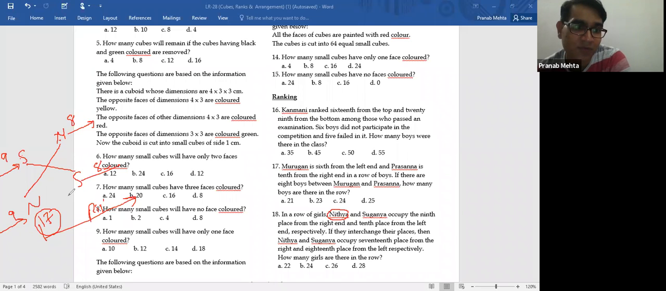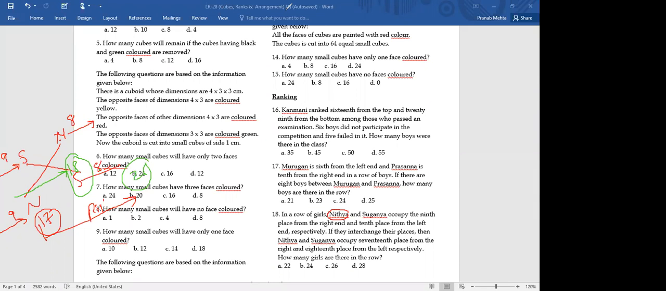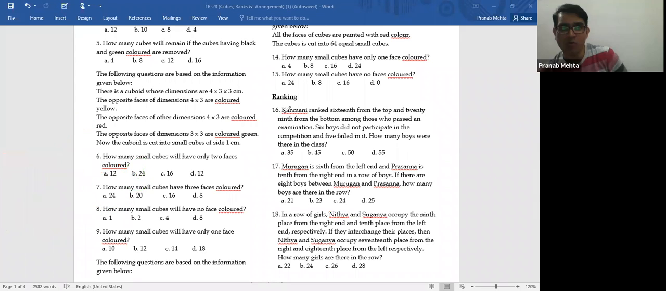Now, Suganya is 18 places from the left hand. So if I consider left hand, left hand is this side. So this position is 18. So total 18 plus 8, 26. So either you do calculation from left hand side or right hand side, it is 26. Yes, understood, sir. Got it. Good.